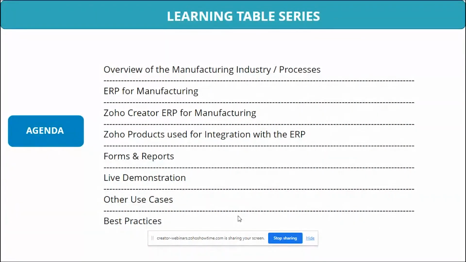What we have done is, there are two components associated with this ERP. One is the core engine, which is built in Creator. On two sides, we have CRM on one side, and Zoho Books on the other side. CRM takes care of the sales process. Wherever the manufacturer has a well-defined sales process, we can use CRM.